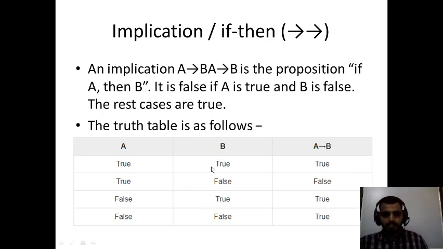Now look at this table and understand it very carefully. This is very important, because this is the place where most people get confused. If A is true and B is true, then A implies B is also true. Now, if A is true and B is false, then the outcome will be false.